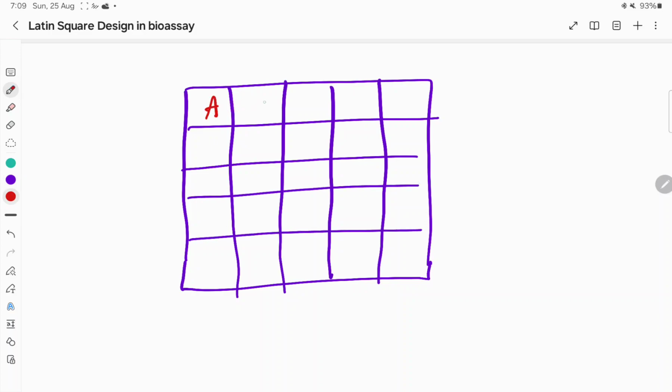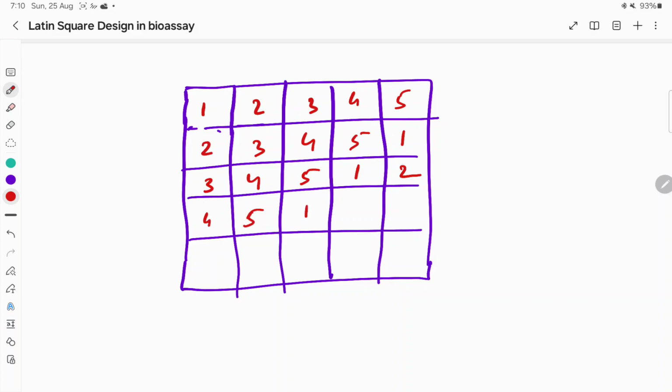Instead of letters, we can give any numbers also, 1, 2, 3, 4, 5. So let us take here 1, 2, 3, 4, 5. Here 2, 3, 4, 5, 1. Then 3, 4, 5, 1, 2. Then 4, 5, 1, 2, 3. Then 5, 1, 2, 3, 4. So in this way we can have the design.